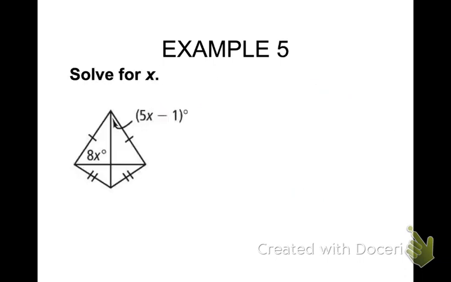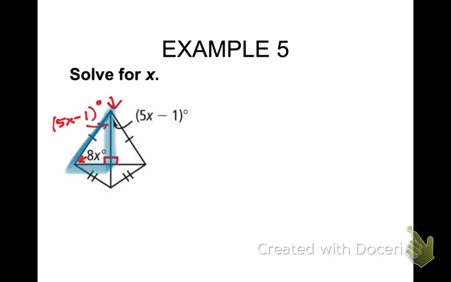Alrighty. Example 5, let's solve for x. So we have 90 degrees happening here. I have 90 degrees happening here. I'm assuming that 8x degrees is right there. Because this is a non-congruent angle, if the right side is 5x minus 1, the left side would also be 5x minus 1. So now I have a right triangle where I know all 3 of my angles.